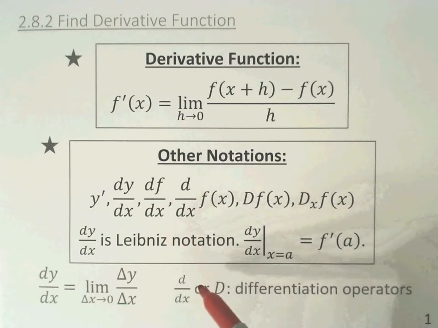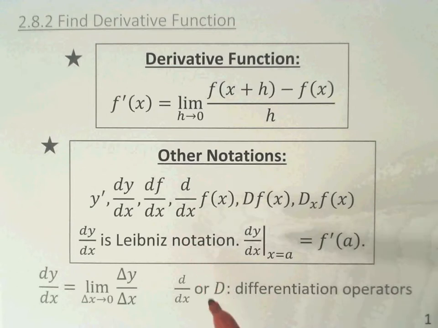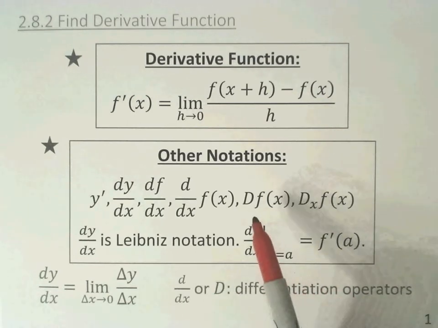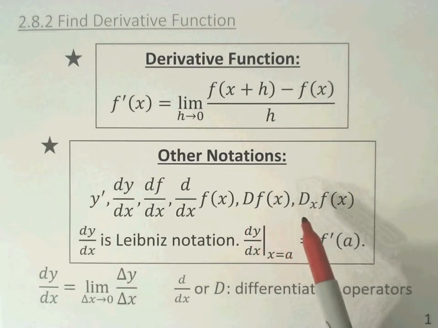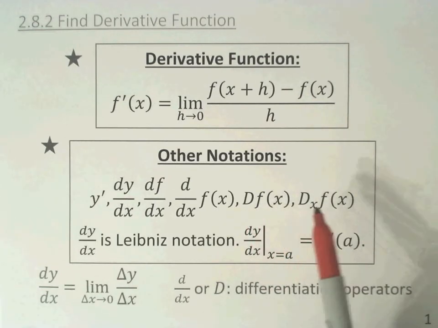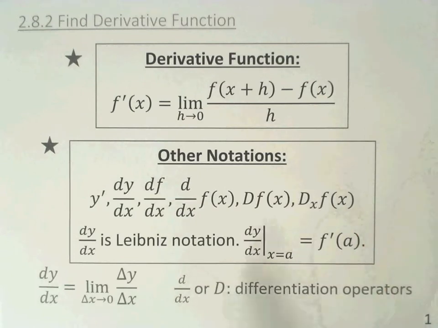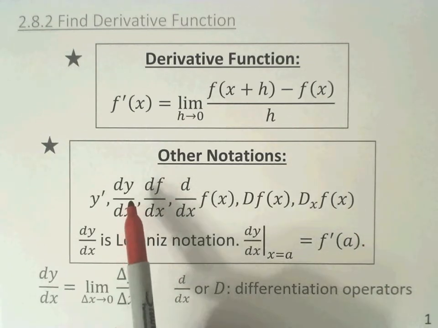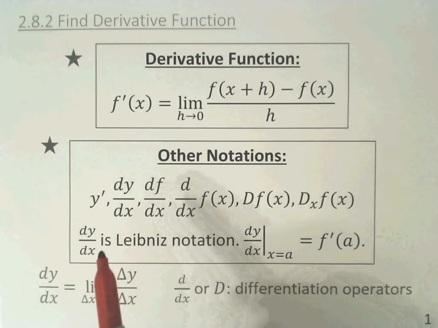d dx is an operator. We call it the differentiation operator. Differentiation means the procedure to find the derivative. This d is the differentiation operator, and this dx is the same. You can see we have a lot of notations. And here we have dy dx. We call it the Leibniz notation.